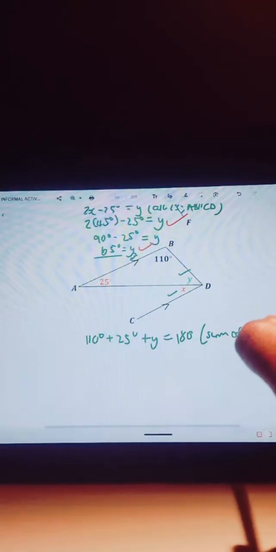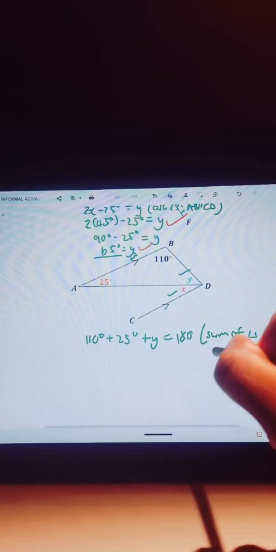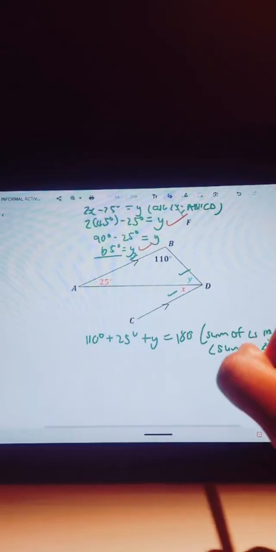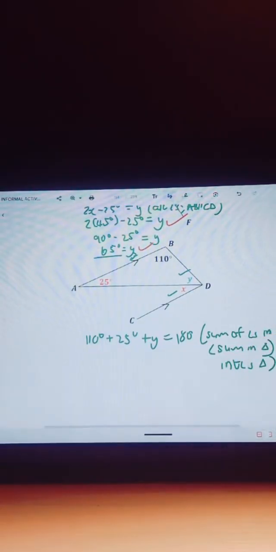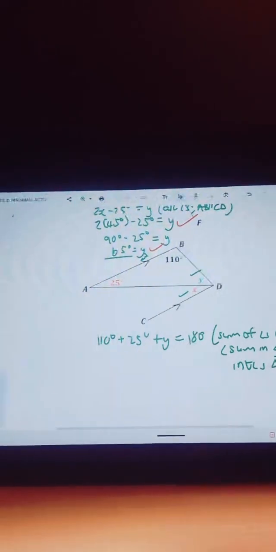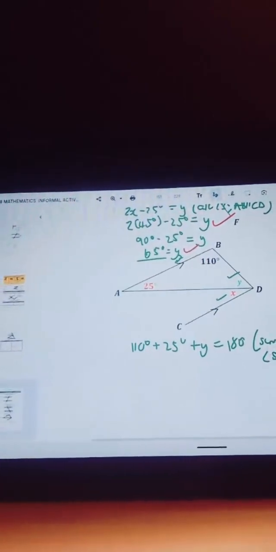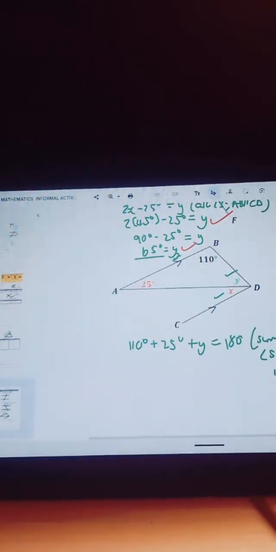Sum of angles in triangle. You could use angle sum in triangle, or you could use interior angles of a triangle. Any one of these three is fine. Y plus 25 plus 110 is equal to 180. That's fine. Sum of angles in a triangle.